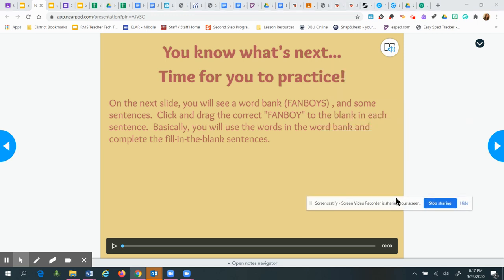You know what's next? Time for you to practice. On the next slide, you will see a word bank, and it's your FANBOYS and some sentences. Click and drag the correct FANBOY to the blank in each sentence. Basically, you will use the words in the word bank and complete the fill in the blank sentences.